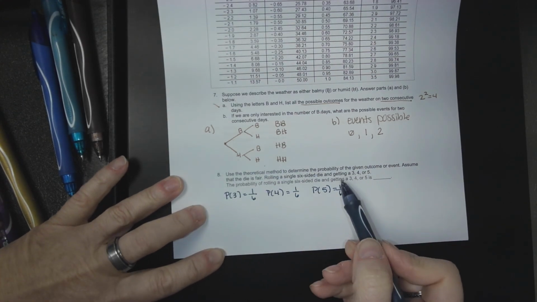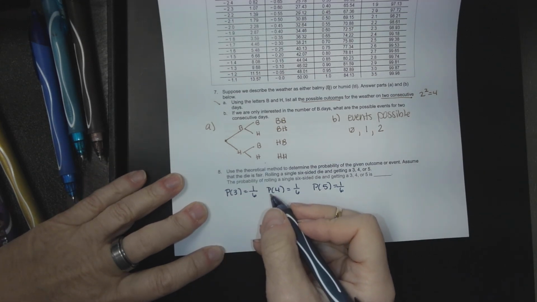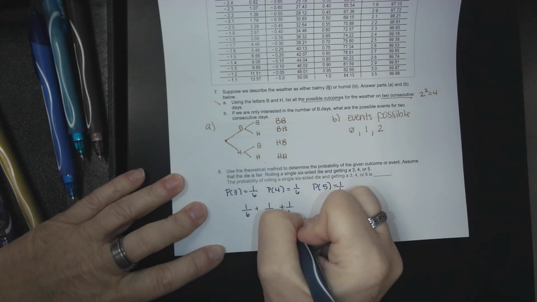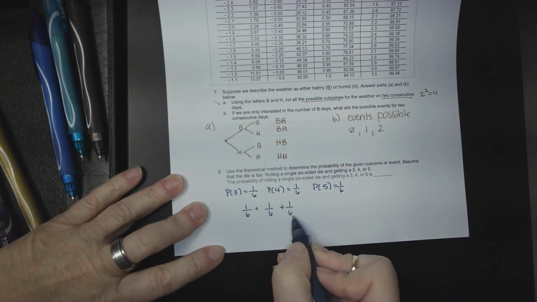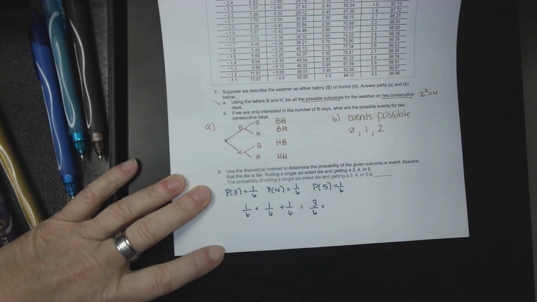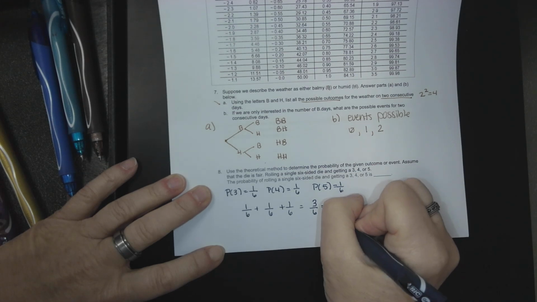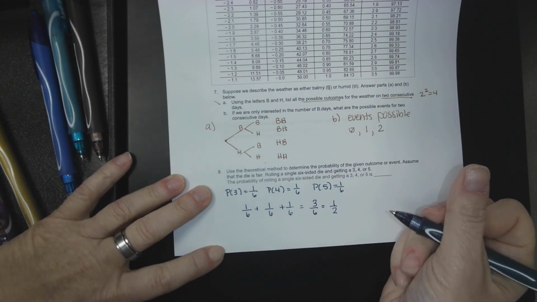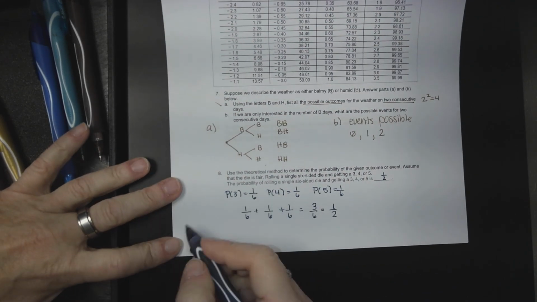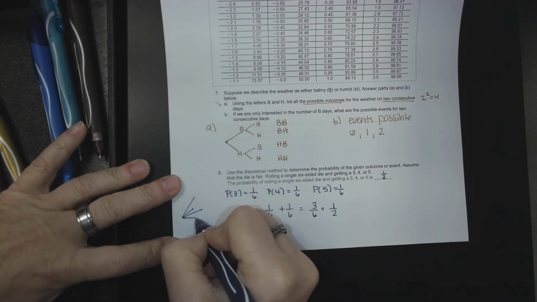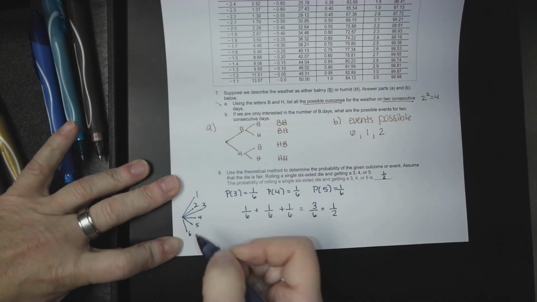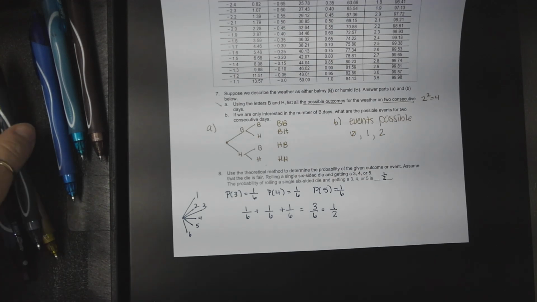Now we are going to use our theoretical method, which is 1/6 plus 1/6 plus 1/6. When you add fractions, you do not add the denominator. So that is going to equal 3/6, which simplifies to 1/2. So that's your answer. If you need to draw your little diagram, 1, 2, 3, 4, 5, 6, to figure out what those were, then you can do that.